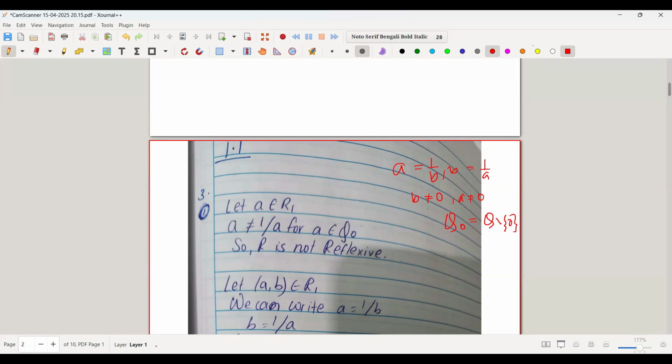A belongs to R1. How is this possible? a is from the set Q0. It is not true that a belongs to R1, because a is an element from the set Q0. R1 is a relation. A relation is an ordered pair. So a is not equal to 1 by a for a belongs to Q0. So R1 is not reflexive.